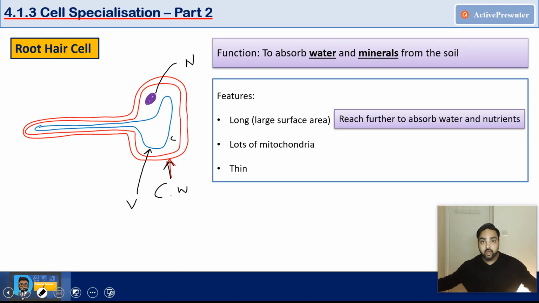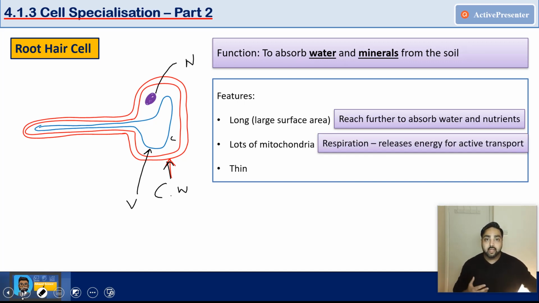So the further the root hair cell can reach, the better opportunity it has to be as efficient as it can to absorb the particles. It has lots of mitochondria, therefore it carries out respiration, and it needs the energy from respiration in order to carry out active transport.